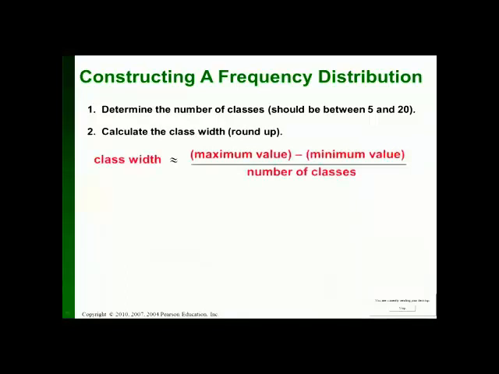The class width, just think about test scores again. The highest test score minus the lowest test score and divide by the number of classes. If I have grades from 10 to 90, then the range of that data is 80, which you get by subtracting the 10 from the 90. If I've decided to make that into 9 classes, I would say 90 divided by 9, and my class width would be 10.